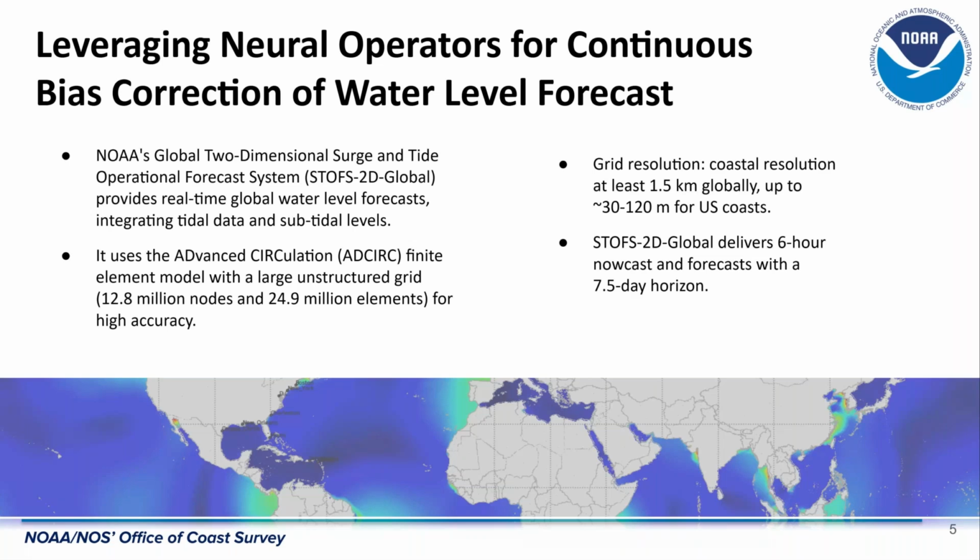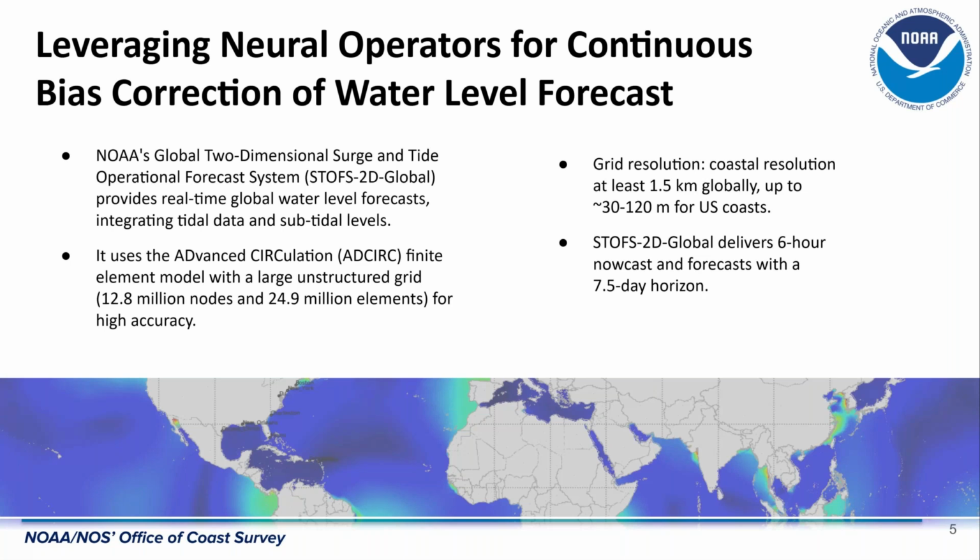I'm Atia. I'm presenting this work today on behalf of many people that contributed to this work. As you can see, the title of this work is Leveraging Neural Operators for Continuous Bias Correction of Water Level Forecast. During this presentation, I will explain what I mean by each of these terminologies. As I said, we are here focusing on NOAA's global two-dimensional surge and tide operational forecast system called STOFS-2D-Global, which provides real-time global water level forecast.